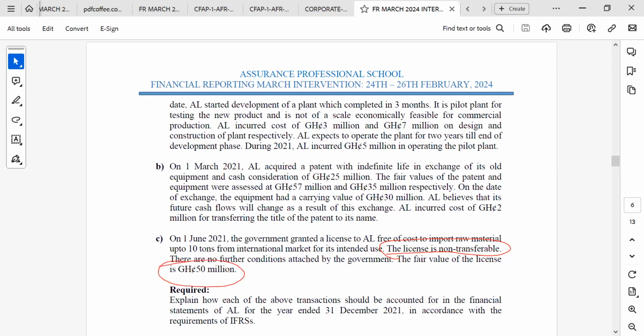Sometimes they will not give you fair value, so you use the nominal value. And this will be capitalized at the fair value of 15 million. And it will now be amortized over the useful life of the license. That's how we go about it.